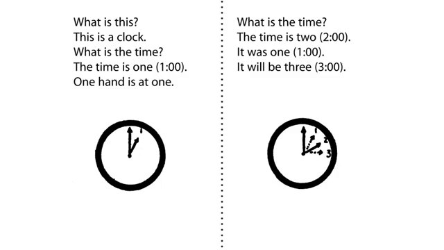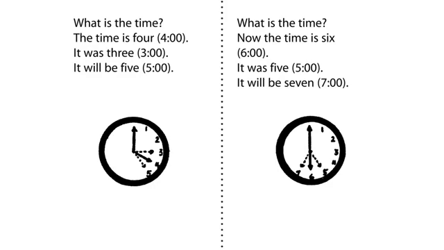What is this? This is a clock. What is the time? The time is 1. One hand is at 1. What is the time? The time is 2. It was 1. It will be 3. What is the time? The time is 4. It was 3. It will be 5. What is the time? Now the time is 6. It was 5. It will be 7.